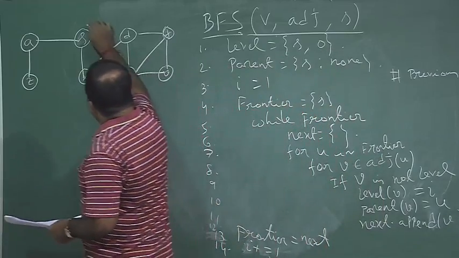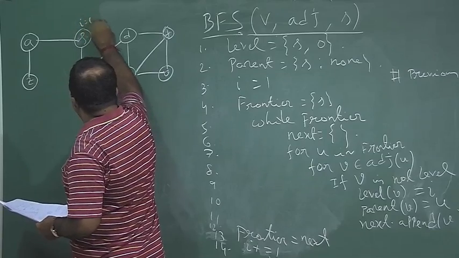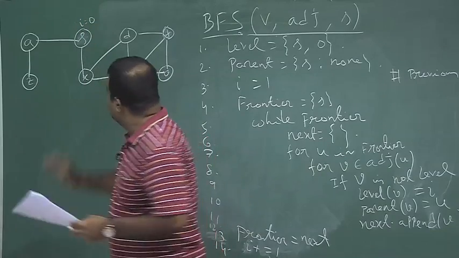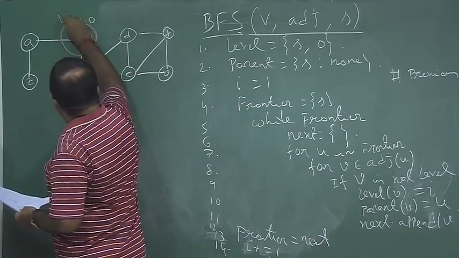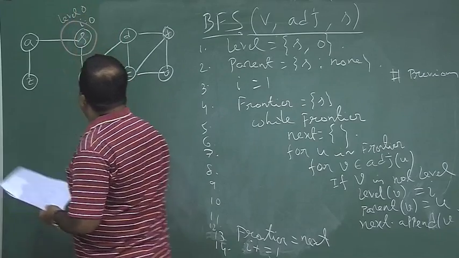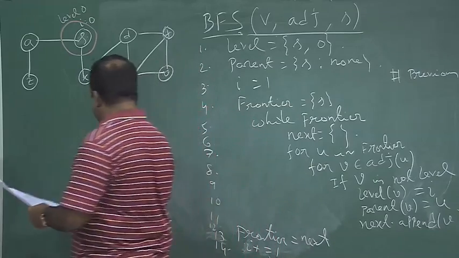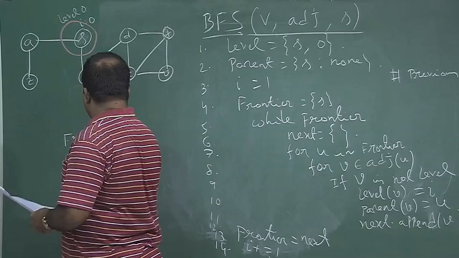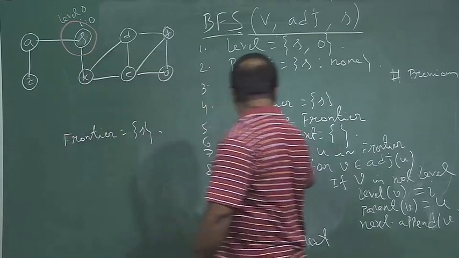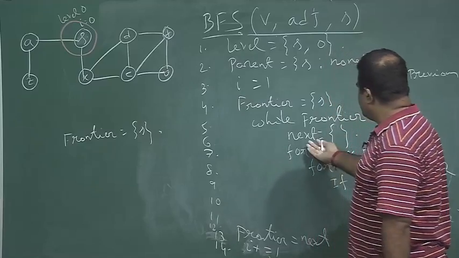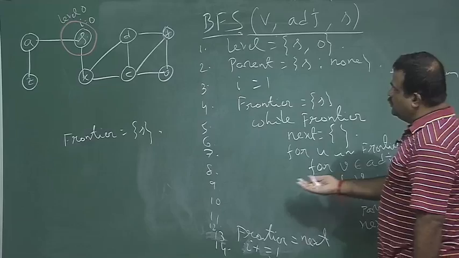Okay. So do we start with this node? This is our level 0 node. So i is equal to 0. So this we denote by level 0 node. Okay. So now our frontier is S. This is this step. Now frontier is not empty, next is empty over here. So we just take this u. So u is basically S.